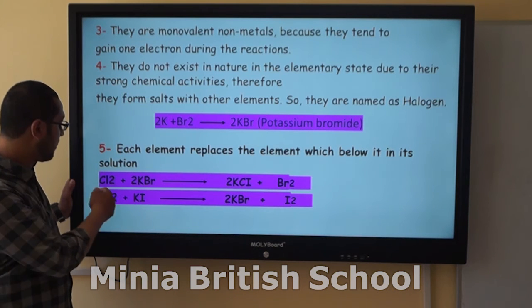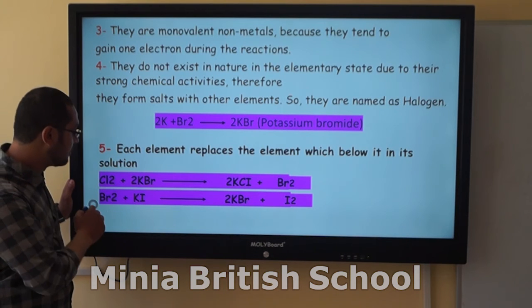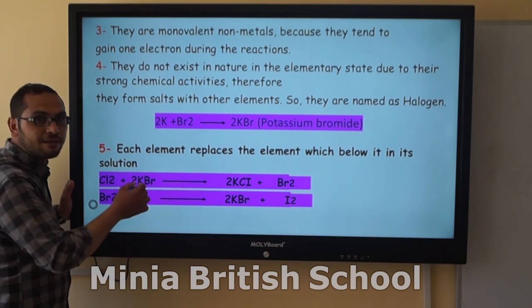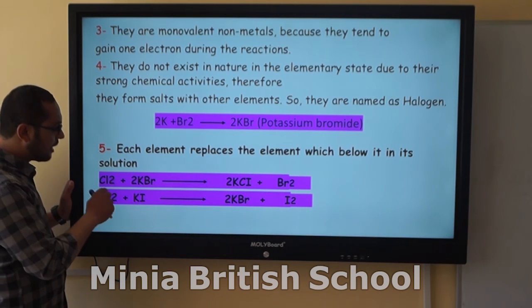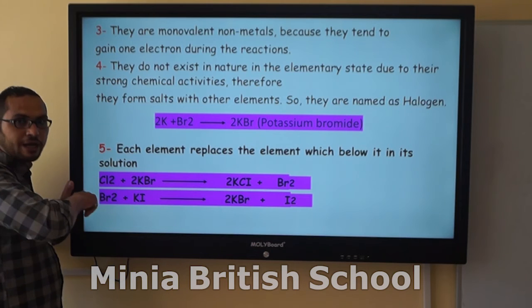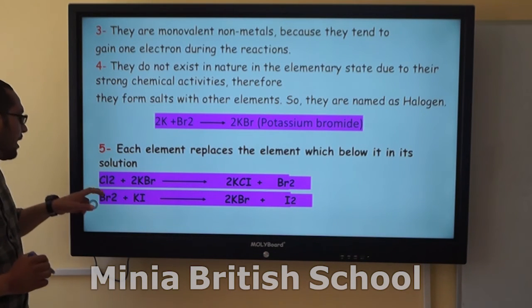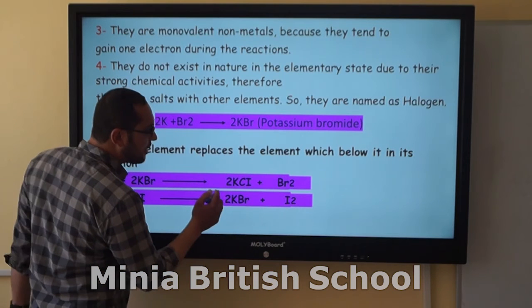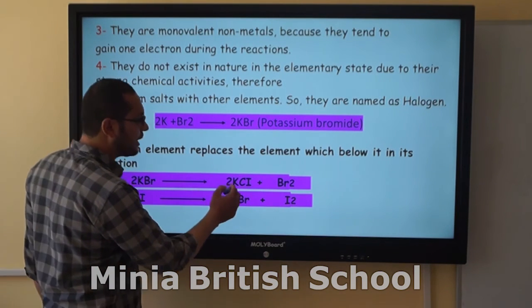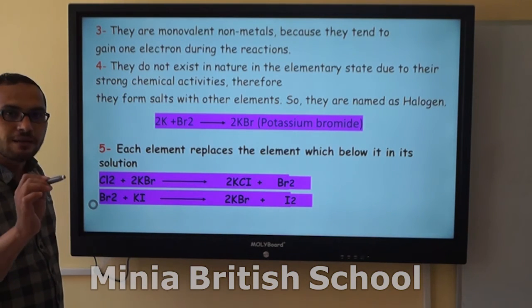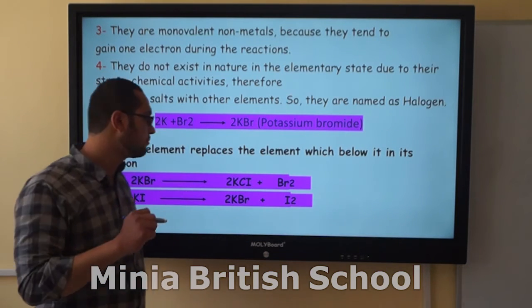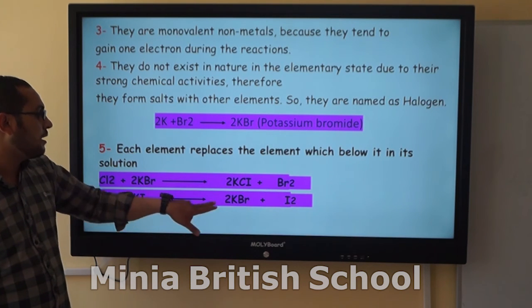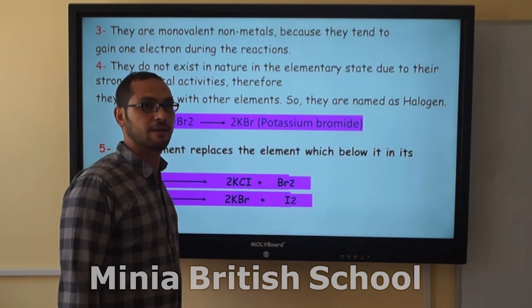So here is the equation: Cl2 plus KBr, reacting with potassium bromide. The bromide here is below chlorine, so the chlorine can replace it. The chlorine reacts with potassium bromide and replaces it, forming potassium chloride and bromine. Bromine is a form of gas. Another equation here: Br2 reacts with potassium iodide, forming potassium bromide plus iodine gas.